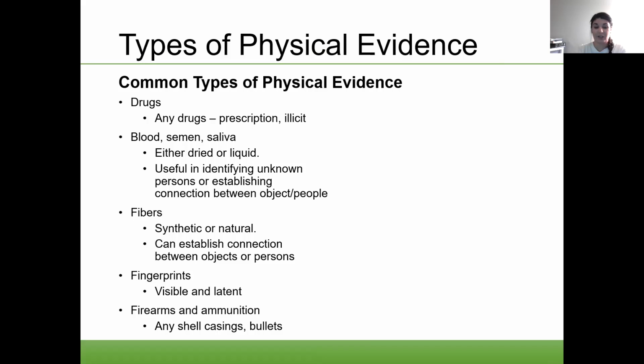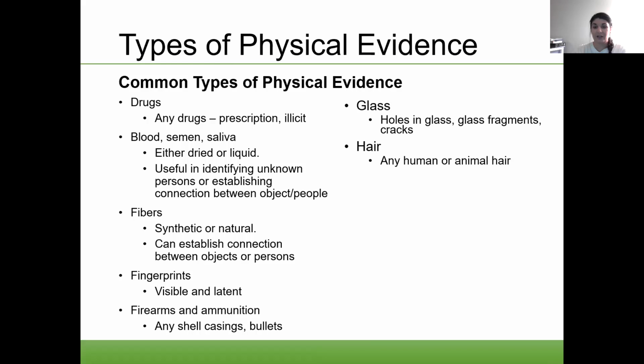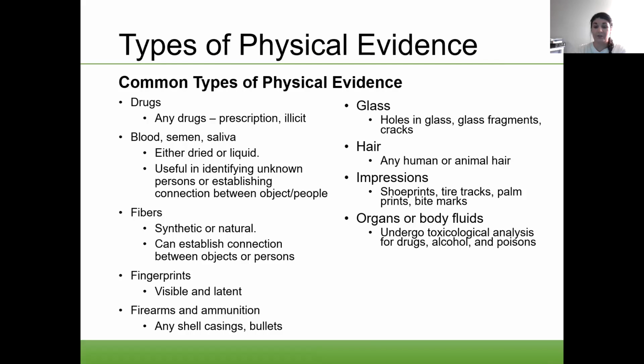Firearms and ammunition, they look at shell casings and bullets. Glass, holes in glass, glass fragments, cracks, how glass fractures, the glass fracture pattern. Hair, any human or animal hair. Impressions, shoe prints, tire tracks, palm prints, bite marks, things like that. Organs or body fluids, they usually undergo toxicological analysis to see if any drugs, alcohol, or poisons were in the body at the time of the murder, and if so, how much.